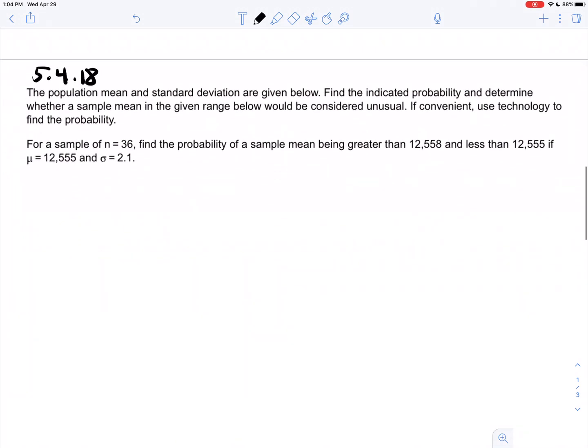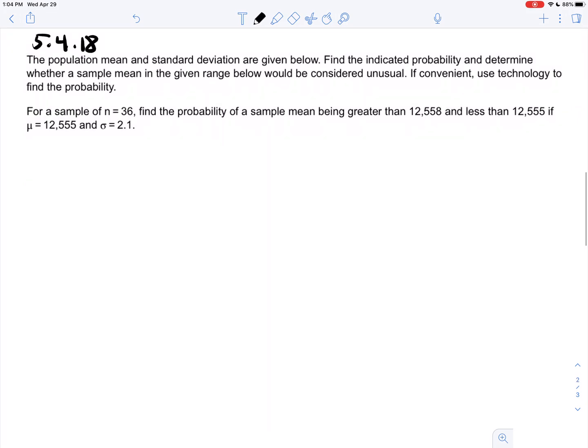This question comes in from our applied statistics course. It comes from section 5.4, question number 18. It says the population average and standard deviation are given below. Find the indicated probability and determine whether a sample mean in the given range below would be considered unusual. If convenient, use technology to find the probability.